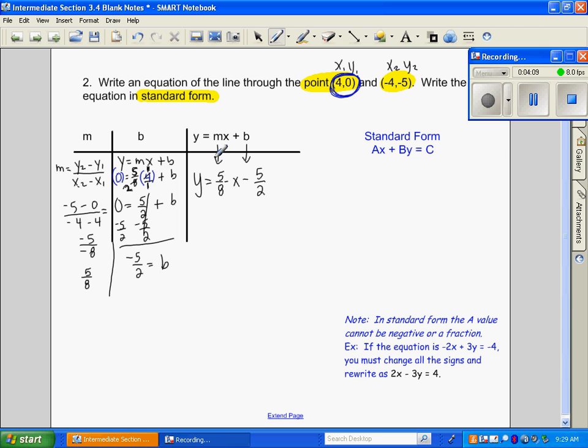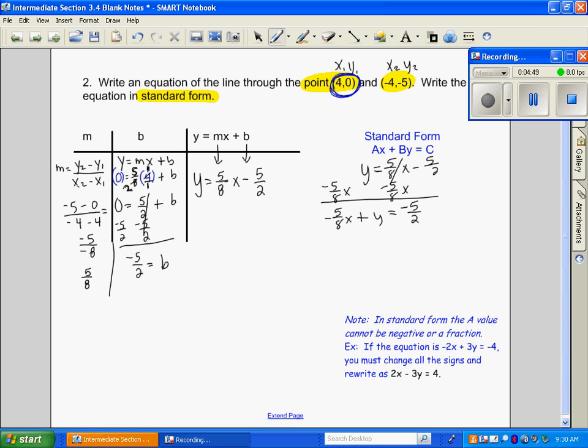Okay, once we have our formula in slope-intercept form, we now want to transfer it to standard form, which means x and y are both on the same side. So the first thing I want to do is move x and y to the same side. If I have y equals 5/8 x minus 5 halves, I'm going to move x over by subtracting 5/8 x and move it to this side. That now gives me -5/8 x plus y equals -5 halves.